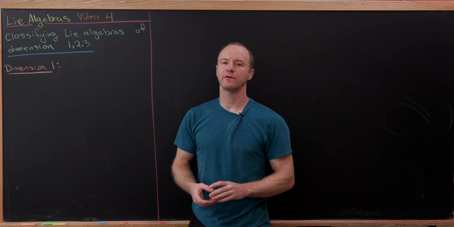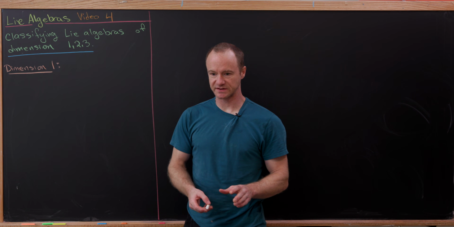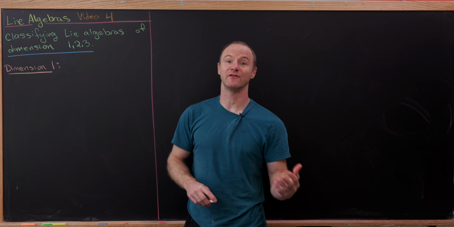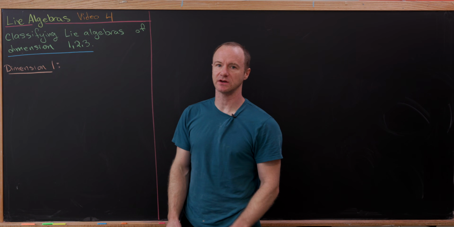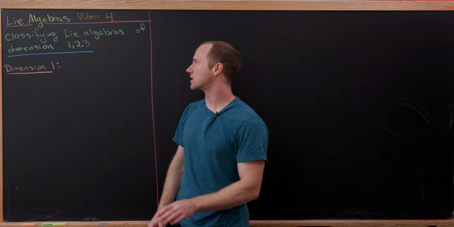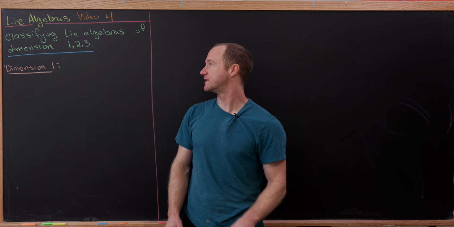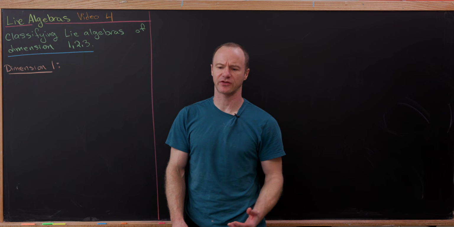This is the fourth video in our series on Lie algebras, and today we're going to play the game of classifying Lie algebras with small dimension. In particular, we're going to classify all Lie algebras of dimension 1, 2, and 3.